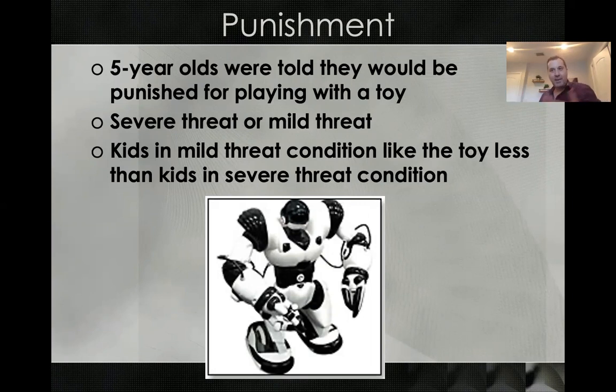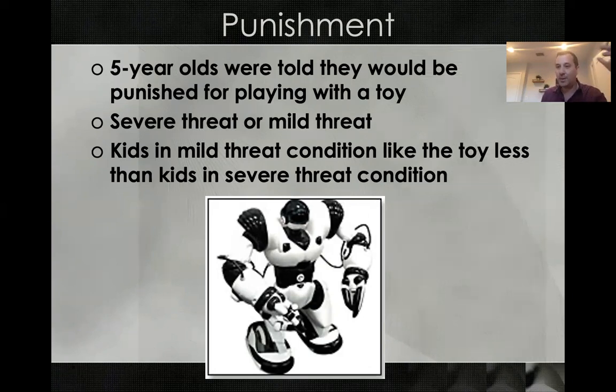Okay, now let's think about what the kids are doing. What's going through their minds? Let's start with the severe threat condition. These kids are thinking, well, I really want to play with that toy. I didn't play with the toy, but you know what? I know exactly why I didn't play with the toy. I didn't play with the toy because of that severe threat.